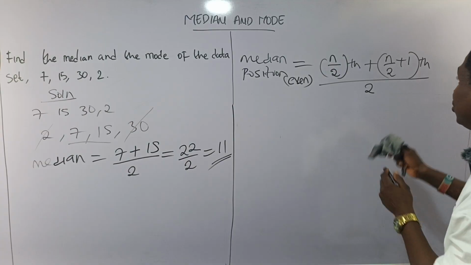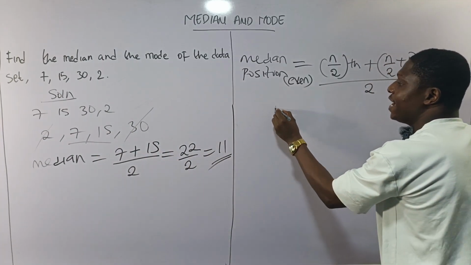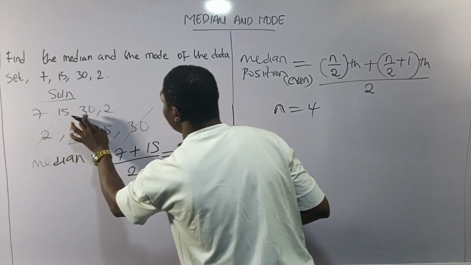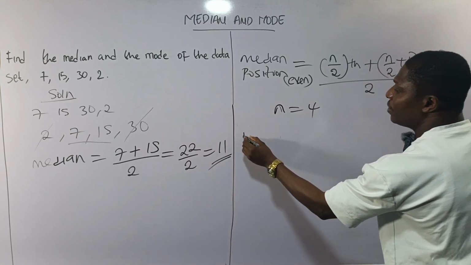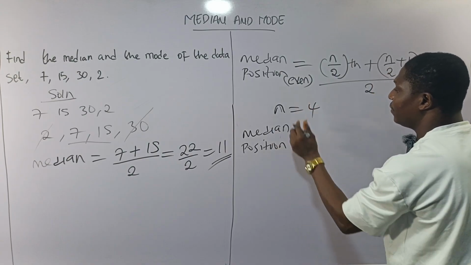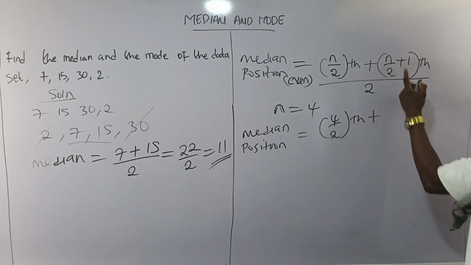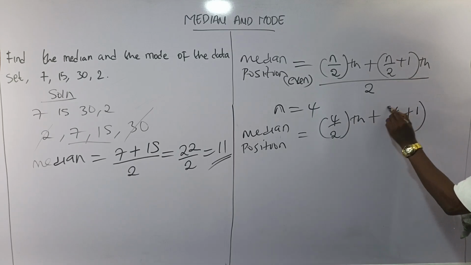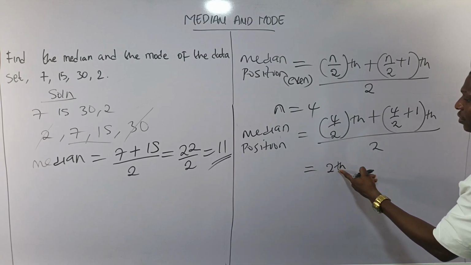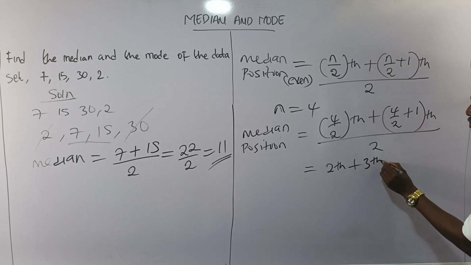Now, we said median position is this. What's our n? Our n is simply the number of terms. So my n here is equal to 4. How many terms? 1, 2, 3, 4. So we have 4 terms. So our median position, which is for the even number, is equal to 4 all over 2 in brackets th, plus 4 over 2 plus 1 in brackets th, all divided by 2. And this will give me the second position, plus 2 plus 1, which is 3, the third position.